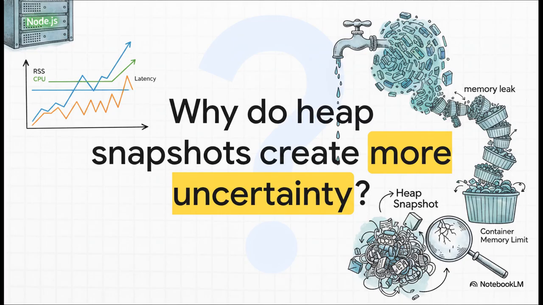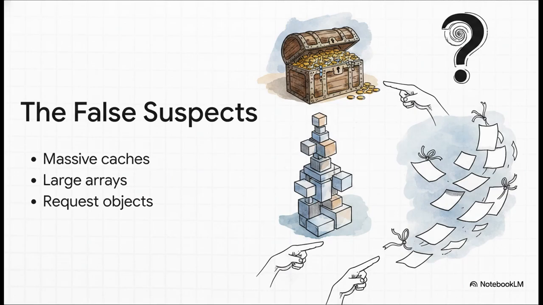Which leaves us with a really profound question. Why do heap snapshots so often create way more uncertainty than clarity? Well, the immediate aftermath of opening that snapshot is usually just pure chaos. You'll literally have 3 different engineers look at the exact same data and come up with 3 totally different conclusions. One person points straight at a massive cache object. Another blames this humongous array that just seems to be everywhere. And the third engineer sees thousands of request-related objects and immediately assumes network requests are just never getting cleaned up.